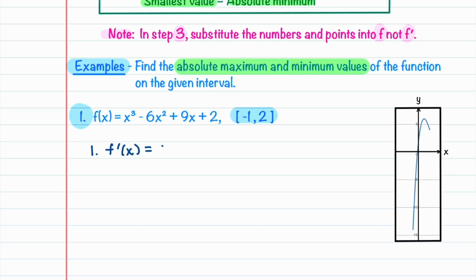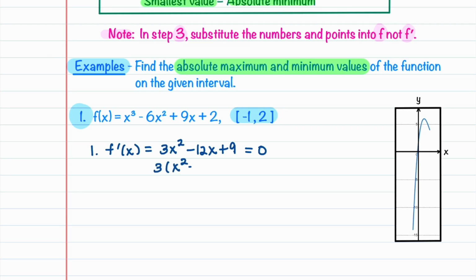So we're going to start by taking the derivative. Our derivative is going to be 3x squared minus 12x plus 9, and we are going to set that equal to 0. We're going to need to factor this, but notice that there's a 3 common to each term, so let's go ahead and pull that out.